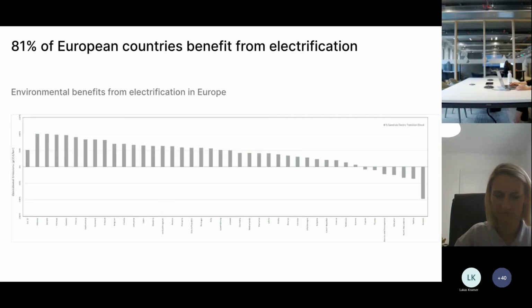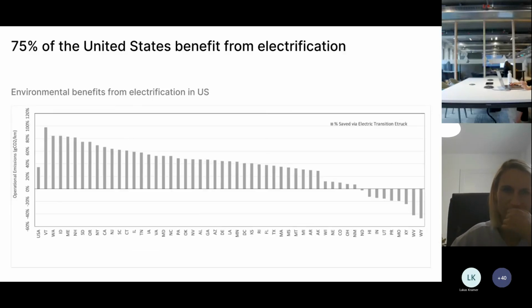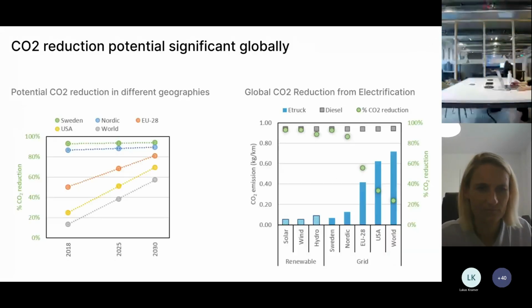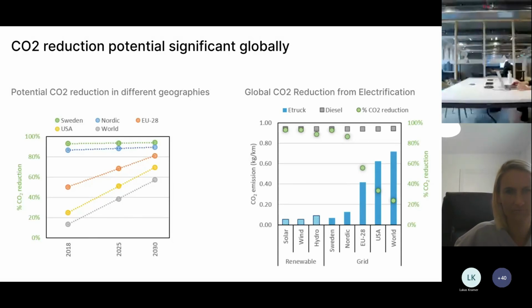But even currently, we see environmental benefit of freight electrification in 81% of European countries, in 75% of the United States, and in 75% of all the countries globally. And even if the emission reduction pattern is not distributed equally around the globe, we project it to rise substantially in the next decade. According to the current prediction, by 2030, due to the greener electricity mix, we would be able to achieve 60% of CO2 reduction potential from electrification globally.